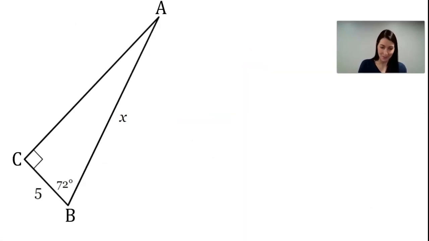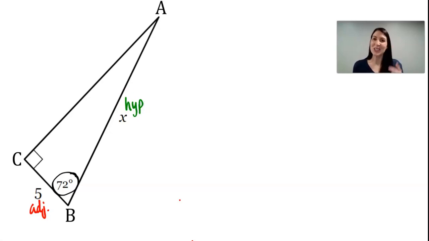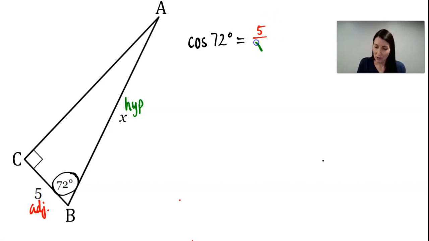Let's try one more example. Let's go ahead and circle that angle. This time, it looks like I know the side right next to the angle, which is not the hypotenuse, and I call that the adjacent side. Then it looks like I do have the side across from the right angle, which is the hypotenuse. We're going to use the third trig function we haven't used yet, because when I have the adjacent side and the hypotenuse, that would be cosine. My equation is cosine of the angle, which in this case is 72 degrees, and that would equal the ratio of the adjacent side, or 5, divided by the hypotenuse, which is x.